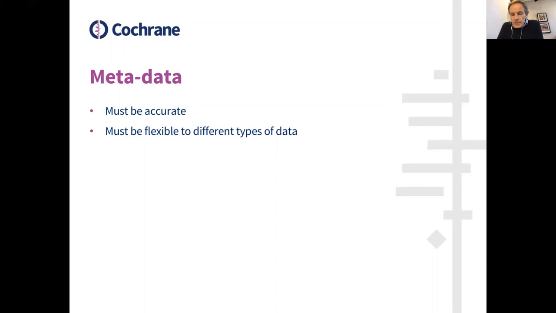Metadata must be flexible to different types of data. As I mentioned just before, there are different assets that are of importance when thinking about systematic review. So we need metadata that is flexible to those different elements, but also in some ways future-proofed to other types of assets that may become available in the future. Curation is critical. Linked back to the first point, whatever system we establish for the curation of the metadata associated with this asset is going to be a critical point in the decision-making.